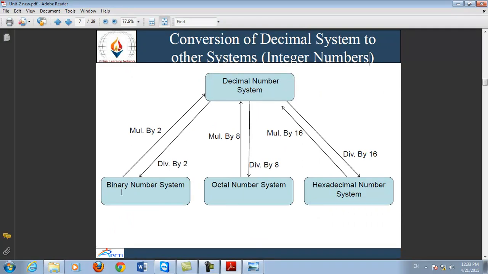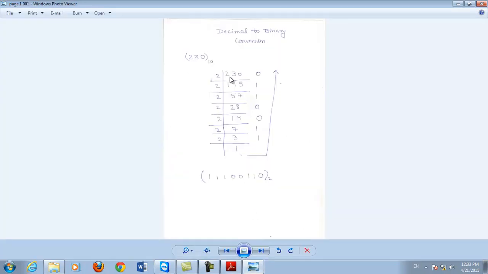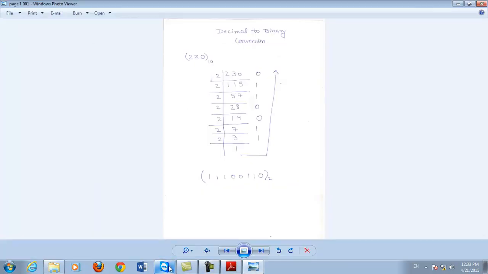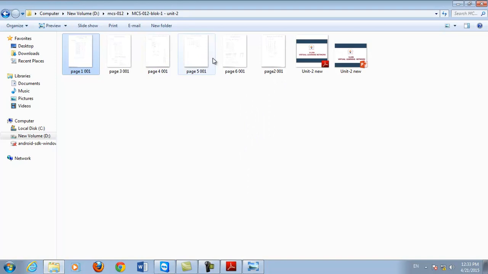Now next is to convert the binary number into decimal number. अगर आपको बाइनरी को डेसिमल में कन्वर्ट करना है, जैसा कि हमारे पास अभी आंसर था, 230 को हमने डिवाइड कर, that is 111001110. And if you again want to convert this binary number into decimal number to find out the accuracy of your conversion, or if you simply want to find out the decimal equivalent of a binary number, then you have to multiply it by 2. Now again we will see an example.